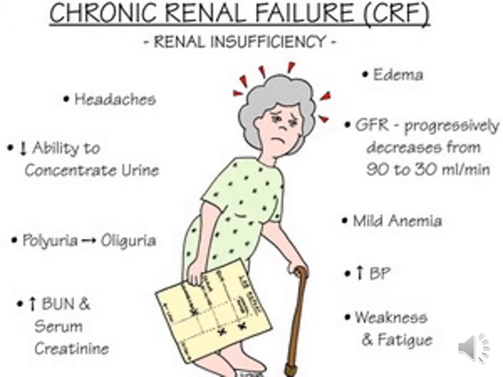This figure shows the signs and symptoms of chronic renal failure. Renal insufficiency leads to edema, headache, inability to concentrate urine, polyuria, oliguria, proteinuria, raised nitrogen and serum creatinine in the blood, weakness and fatigue, increase in blood pressure, mild anemia, and the glomerular filtration rate progressively decreases from 90 to 30 ml per minute.